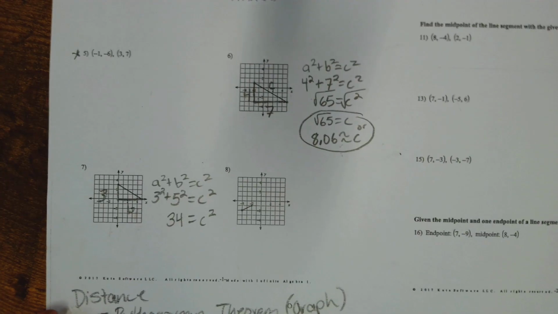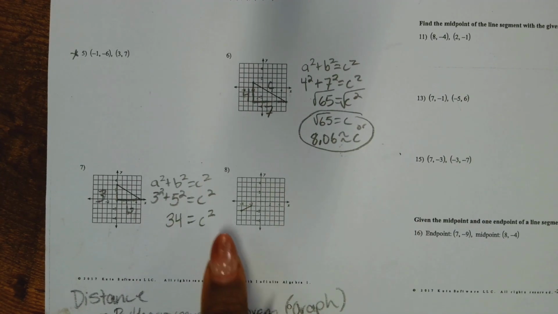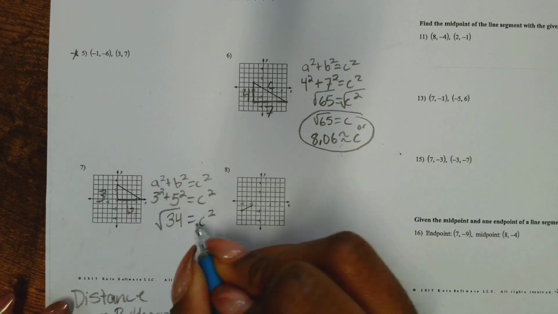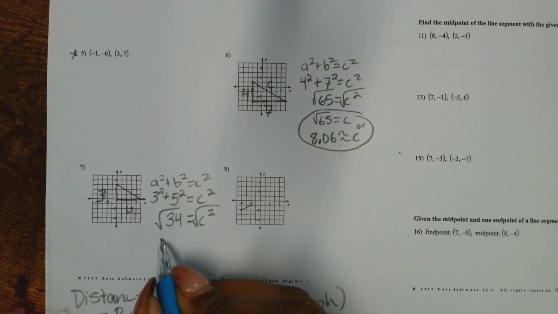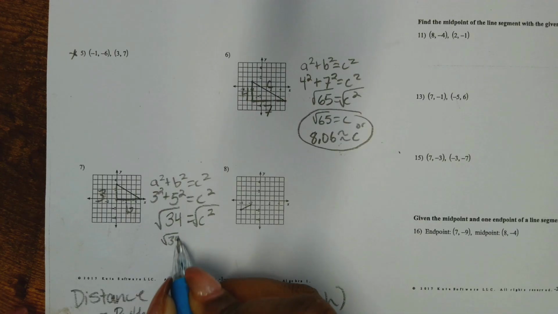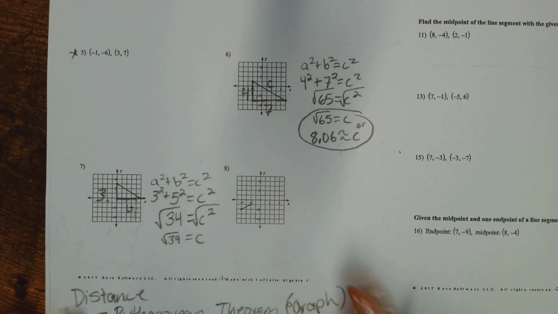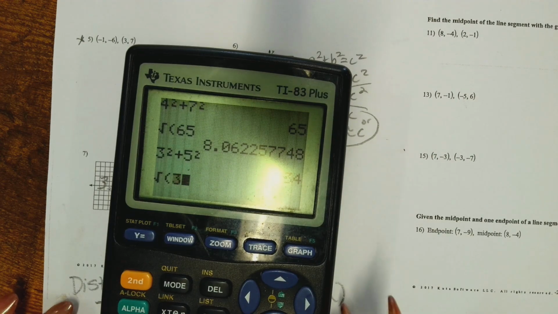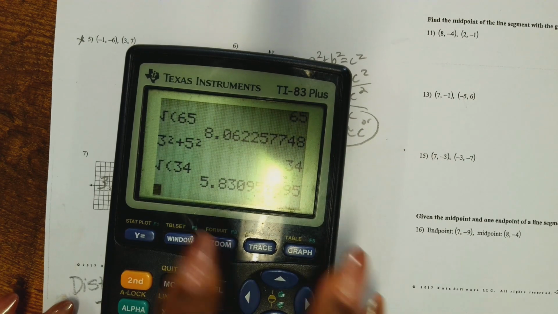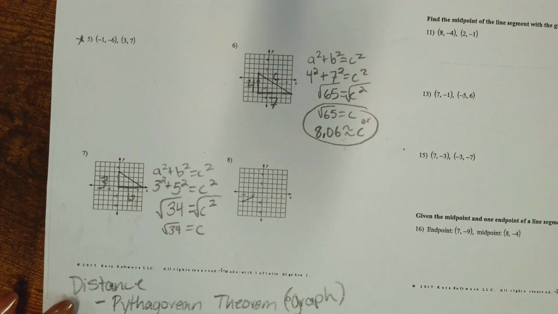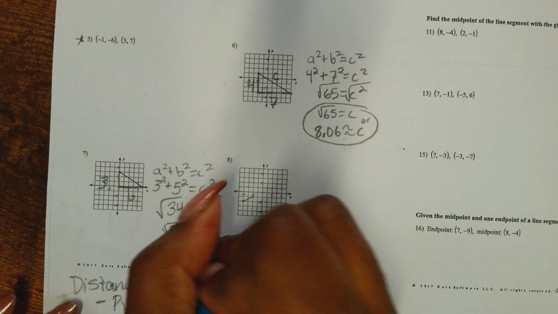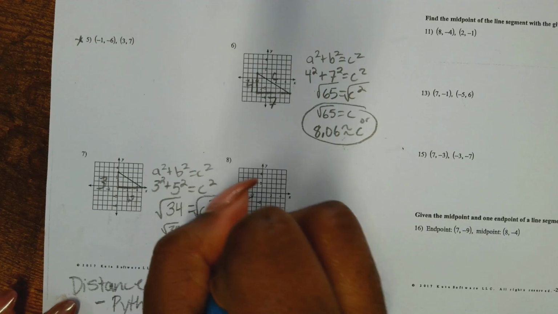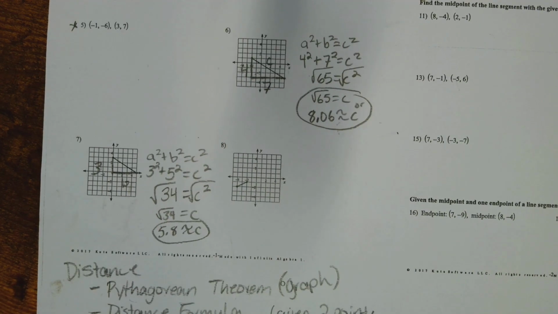What's the opposite of squaring a number? So to get rid of this square, we have to square root it. On this side, we can leave it as the square root of 34, or we can see what the decimal would be. Second function, x squared, 34. That's going to be about 5.8. Remember, about is the squiggly lines.